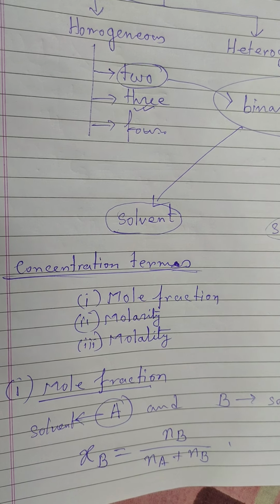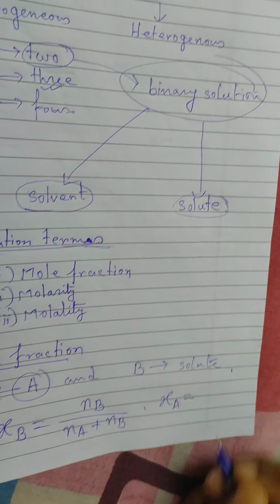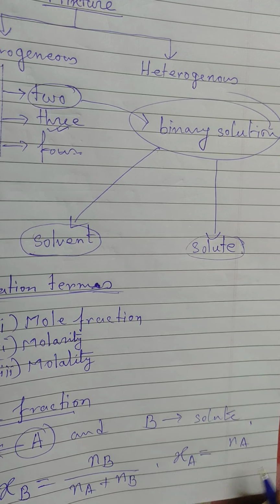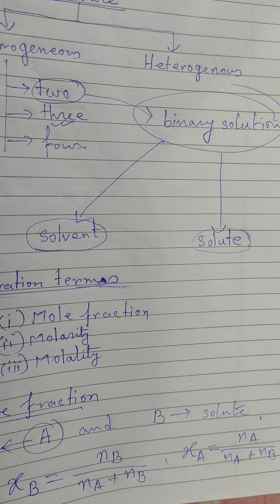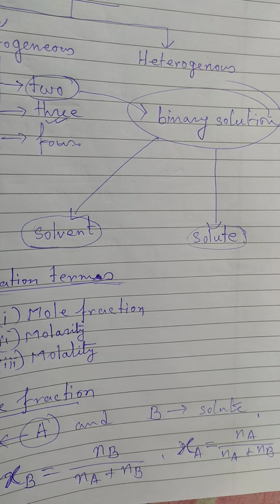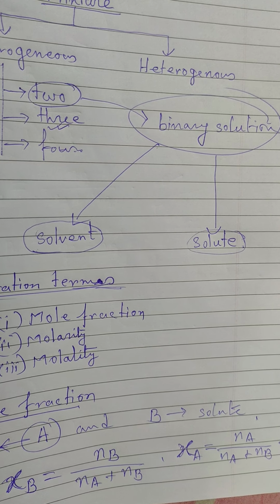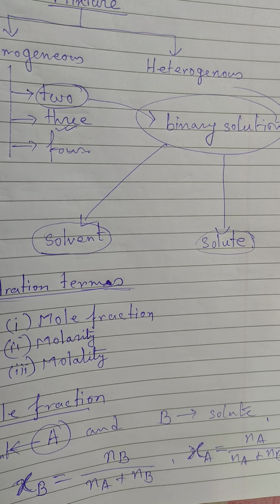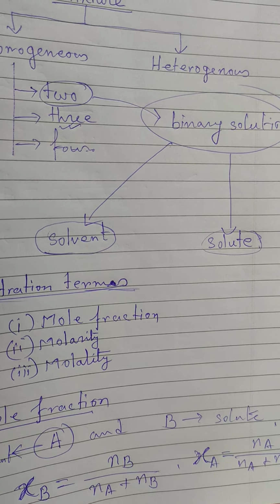Is it clear? In the same way we can calculate the mole fraction of component A, the solvent, which will be equal to Na divided by Na plus Nb. This term is called chi A, or x, it looks like x, you can call it x also. So chi A equals Na by Na plus Nb, and chi B equals Nb by Na plus Nb.